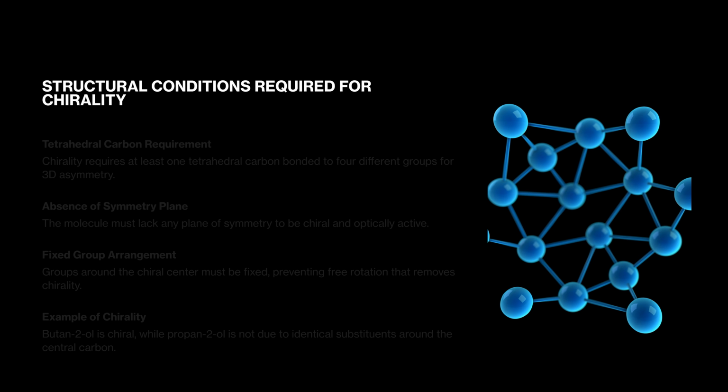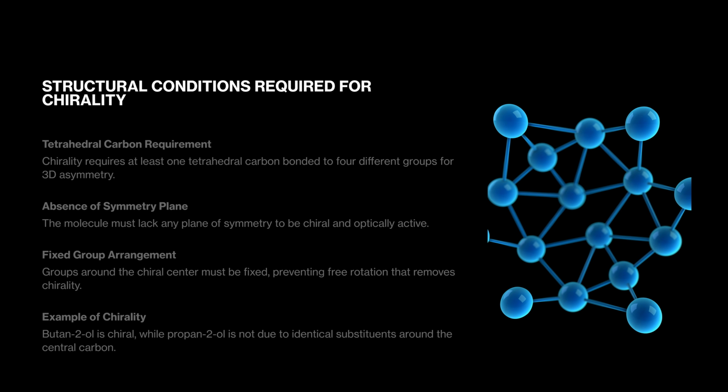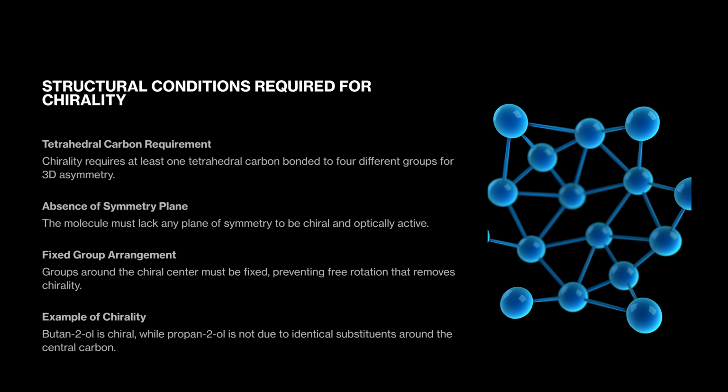For a molecule to be chiral and therefore capable of optical isomerism, several structural conditions must be met. First, the molecule must contain at least one tetrahedral carbon atom bonded to four different substituents. This tetrahedral geometry is crucial because it allows for a three-dimensional arrangement that lacks symmetry. Second, the molecule must not possess a plane of symmetry. A plane of symmetry would mean that one half of the molecule is a mirror image of the other, making the overall structure achiral even if individual carbons appear complex.